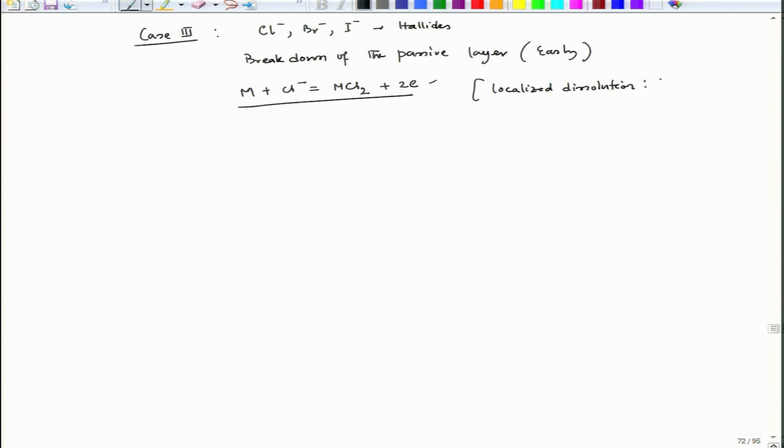Which leads to PT. Fine. So, this is another process that can happen.